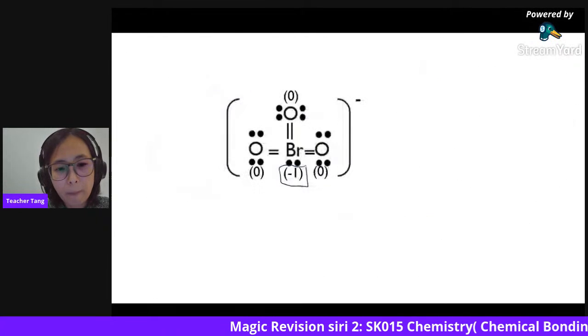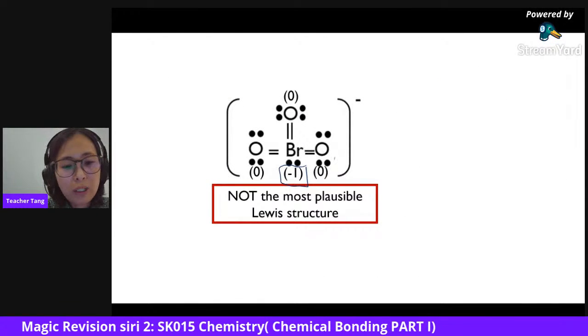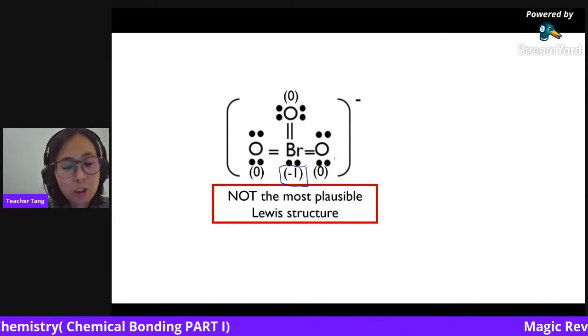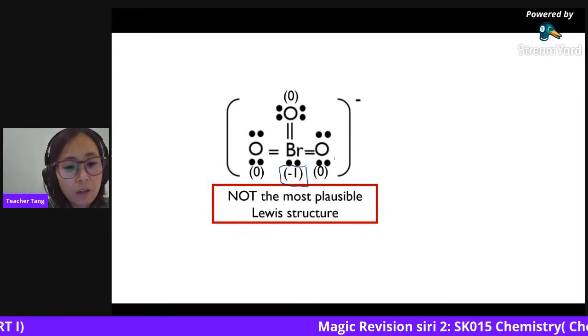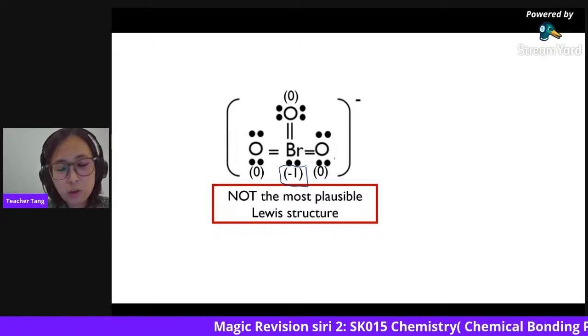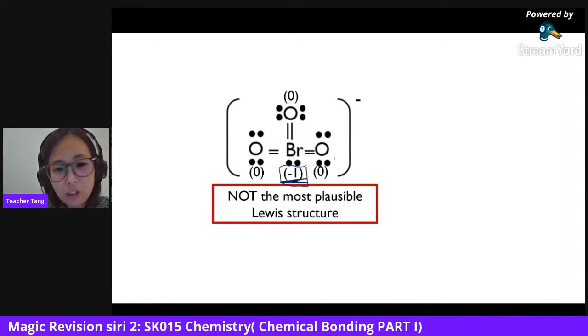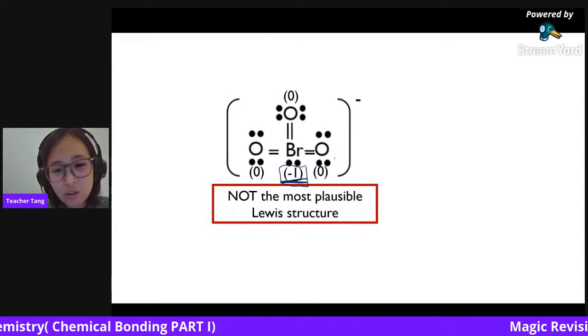So having 3 double bonds, using the lone pair on each of the terminal oxygen atoms, will not give you the most plausible Lewis structure, because you will get a structure where the negative formal charge is on the less electronegative bromine atom.